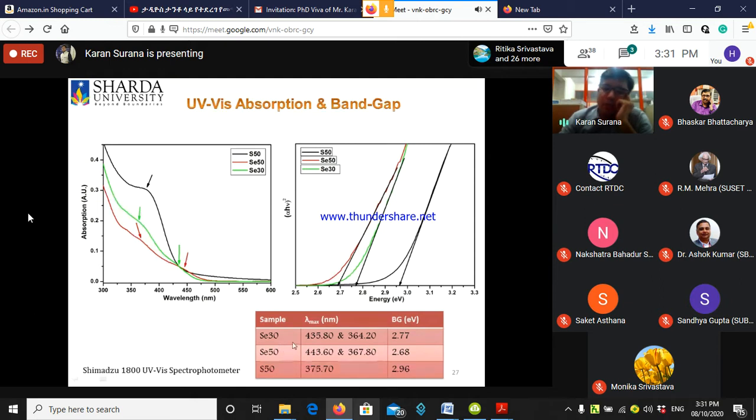Next, the CDSE quantum dots showed two absorption maxima. For SE30, it was 435.8 and 364. For SE50, as expected, there should be a red shift in the absorption maxima, and the absorption maxima obtained were 443.6 and 367.80 nanometers. Consequently, with rise in temperature, there is a decrease in the band gap of the QDs. So for SE30 it was 2.77, for SE50 it is 2.68.